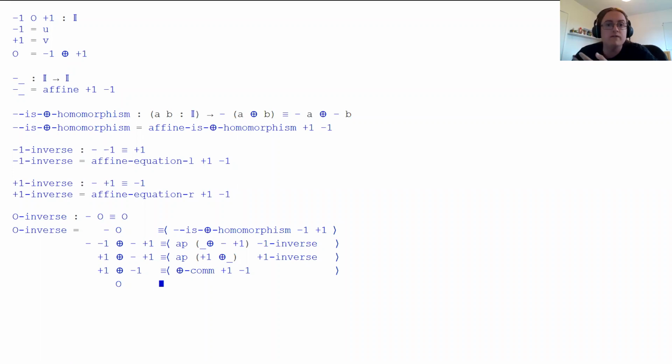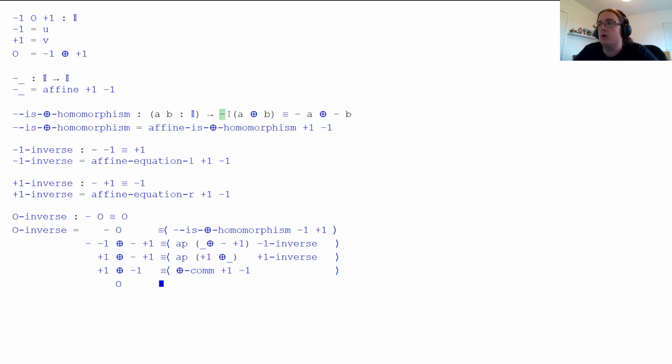So first, we want to define negation. And this is just given by the affine map that flips the interval. So something in [-1, 1] is taken to something in [+1, -1]. So negation is affine(+1, -1). And we get these three facts out of it.